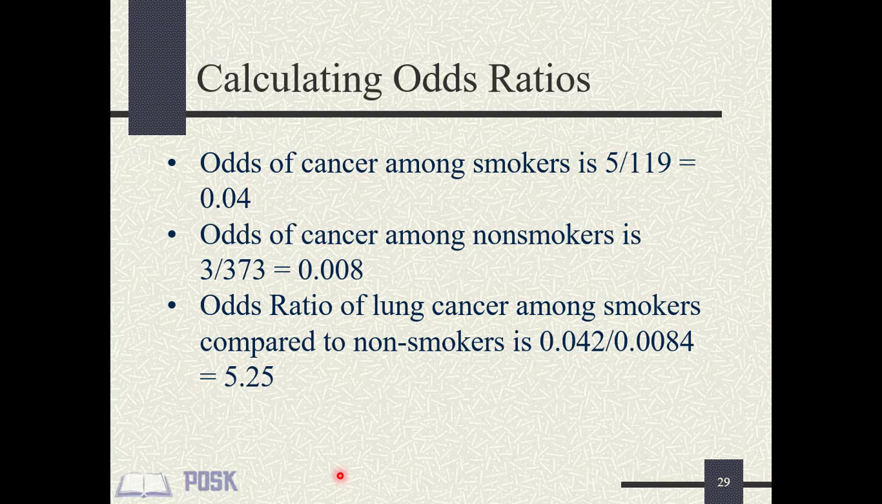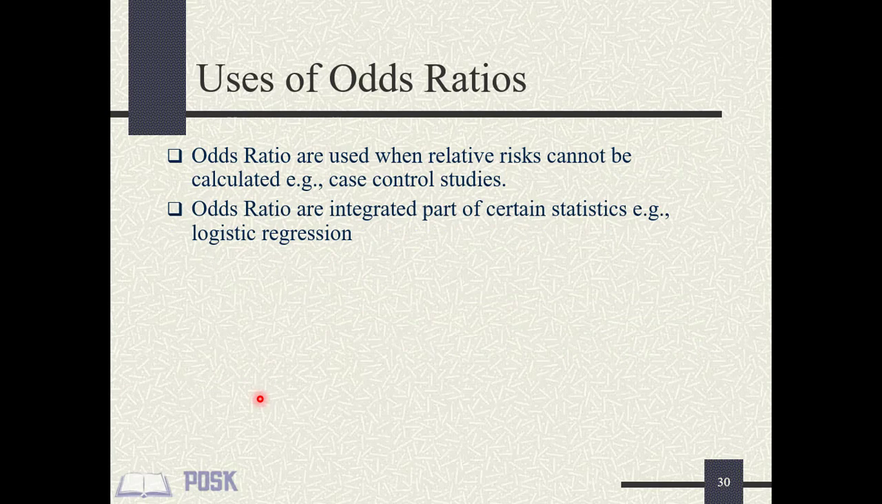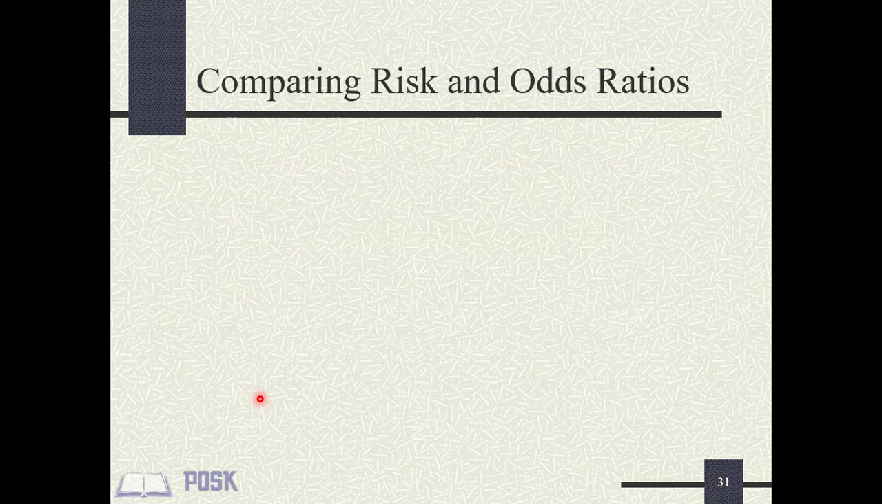Odds ratio of lung cancer among smokers compared to non-smokers is 0.042 divided by 0.0084, which is 5.25. This is slightly higher than the relative risk of 5.0 obtained using the same pool of data. So, odds ratio and relative risks are not always the same. That is the lesson to learn. Odds ratios are mostly used when it is not possible to calculate risk. Odds ratios are also generated as a result of certain complex statistics like logistic regressions.